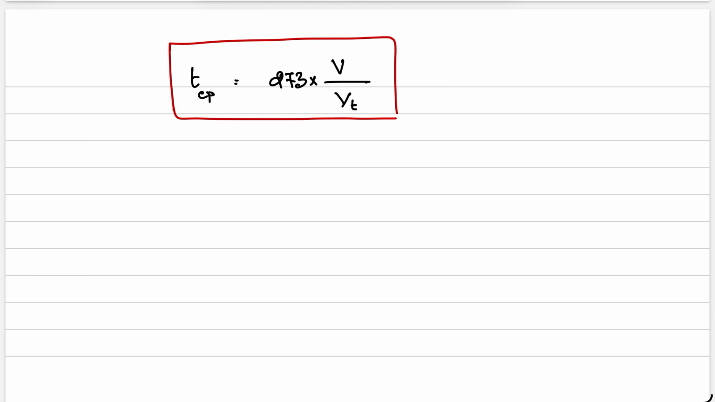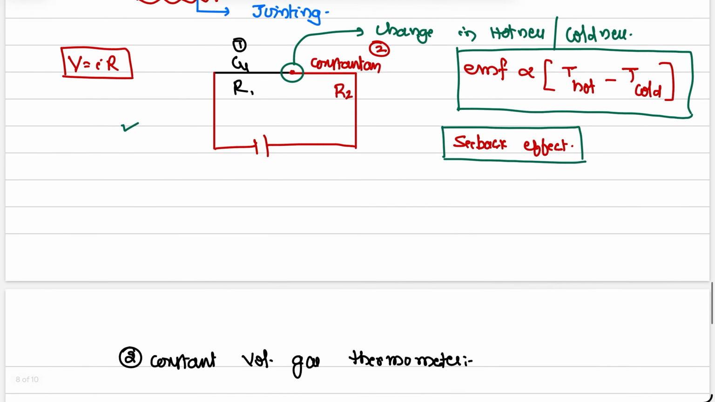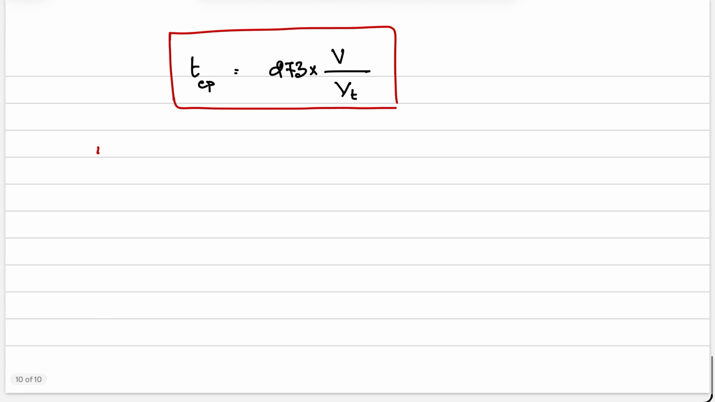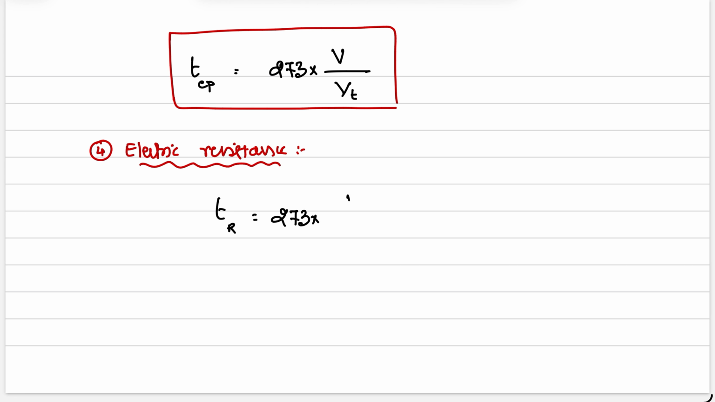Now, thermocouple is discussed, gas thermometers are discussed. Fourth one is electric resistance. Don't worry, we will do one or two. The similar way we can write T at a resistance where temperature is required is 273 into resistance at which temperature is required divided by resistance of known temperature.